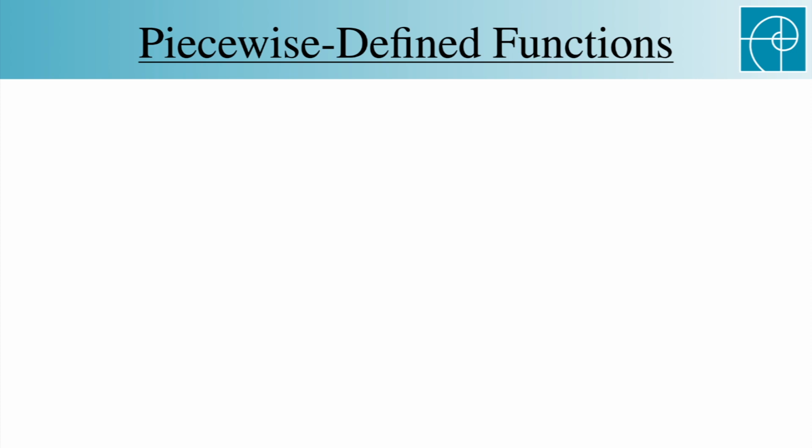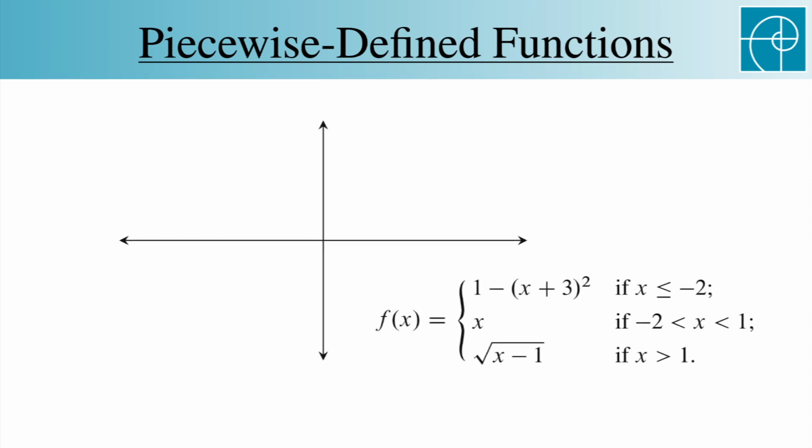Now let's go in the other direction. Suppose we're given this function, and we need to graph it. To do this, we graph each formula the way we normally would, but we only draw it on the part of the x-axis satisfying the corresponding condition. So we start by graphing 1 minus (x plus 3) squared from negative infinity to negative 2. And I'll include the gray part just to indicate the piece of the graph that we'd normally draw, but don't want in this case. Next, graph x from negative 2 to 1.